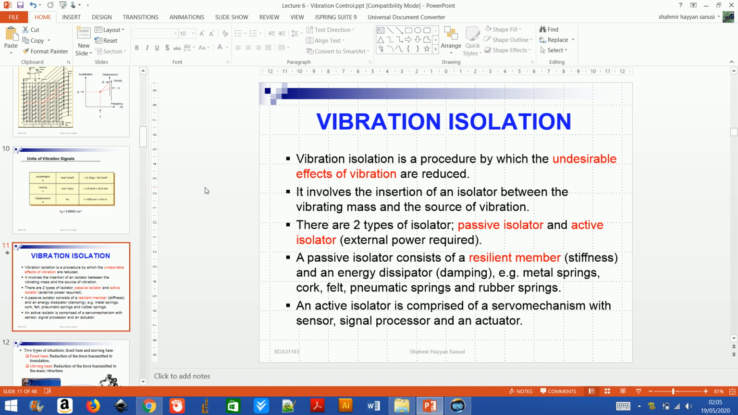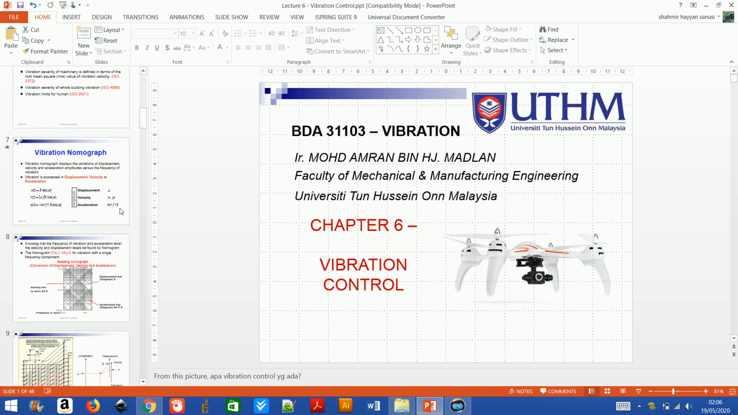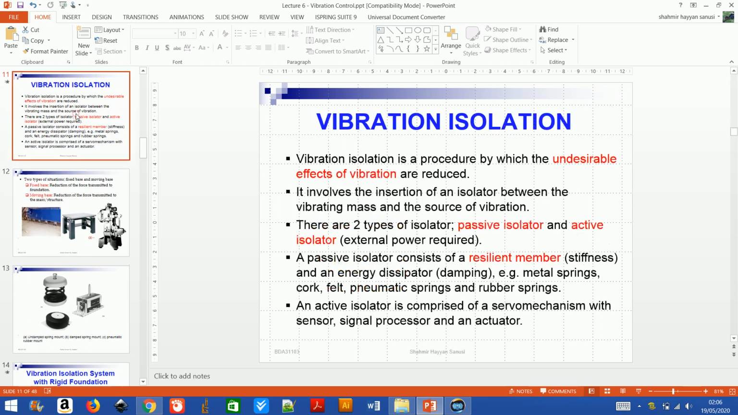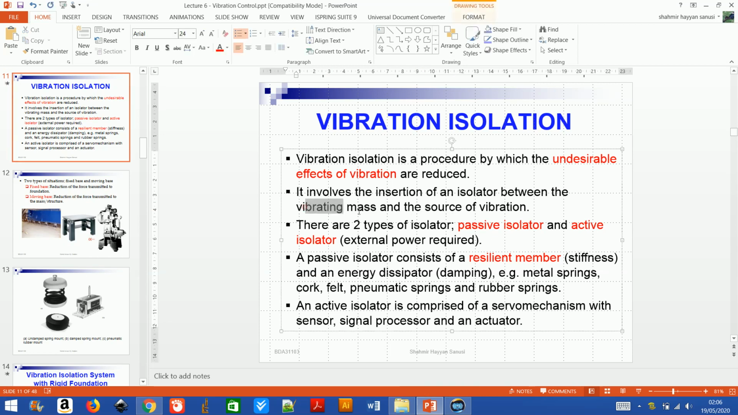So today we're going to look at vibration isolation under the topic of chapter 6, vibration control. So what is vibration isolation? It is a procedure in which we want to reduce the effect of undesirable vibration. So how does it work? It involves the insertion of an isolator between the mass and the source of vibration.